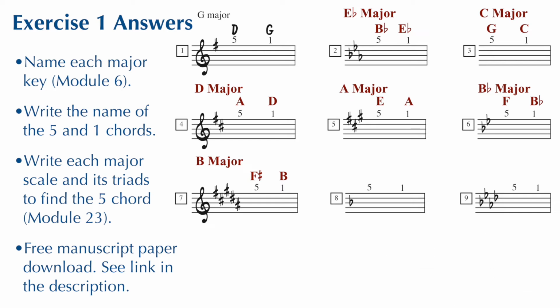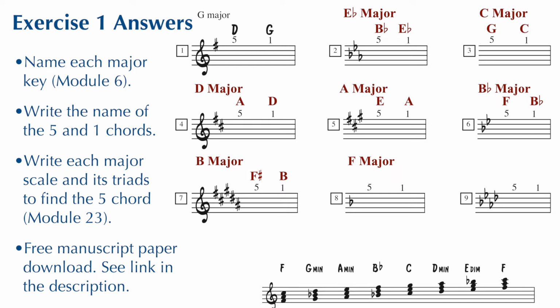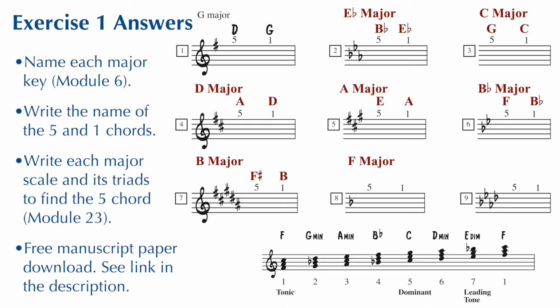Number 8, 1 flat in the key signature puts us in the key of F major. Write out the F major scale and its triads. F is the 1 chord, C is the 5 chord. So C to F in F major is 5-1.